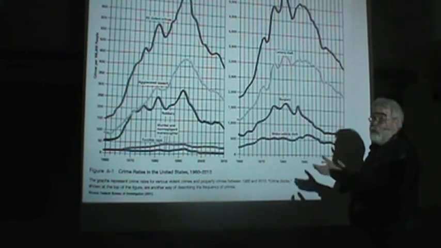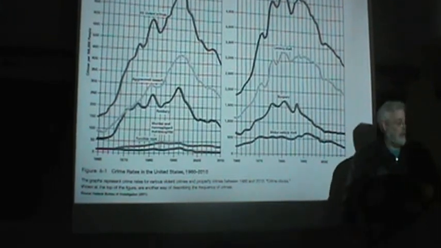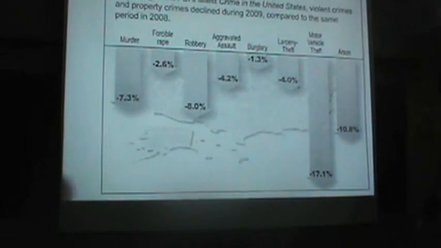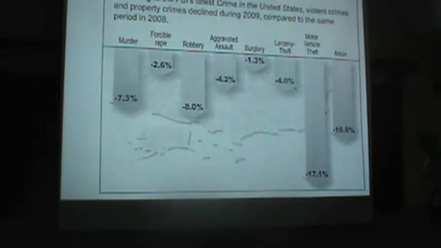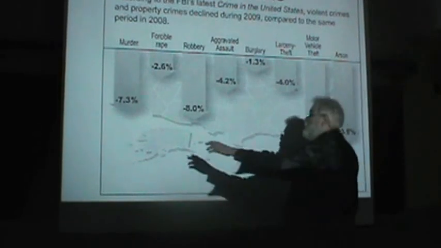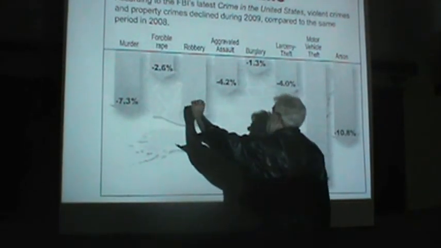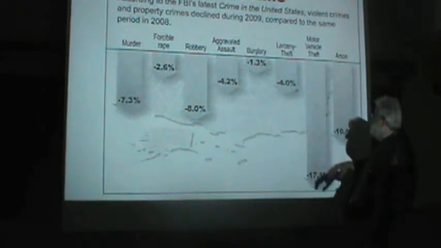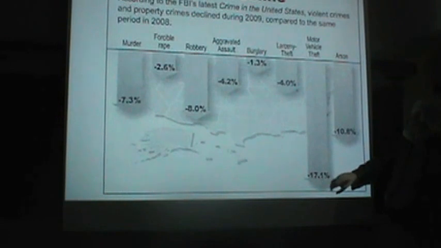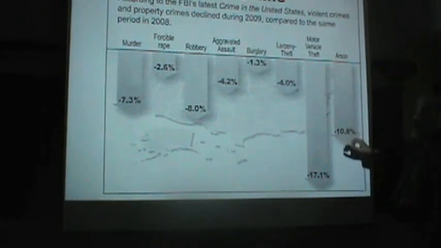Presumably there were still other reasons, many other reasons, that eventually began to drive crime down. In fact, crime rates have continued to fall in the recent past. Here we have crime rates down. According to the FBI's latest crime in the United States report, violent crimes and property crimes declined during 2009 compared to the same period in 2008. Here you see a substantial decline in murder, rape to a lesser degree, robbery, aggravated assault, burglary, larceny and theft, and a huge decline in motor vehicle theft and also in arson.